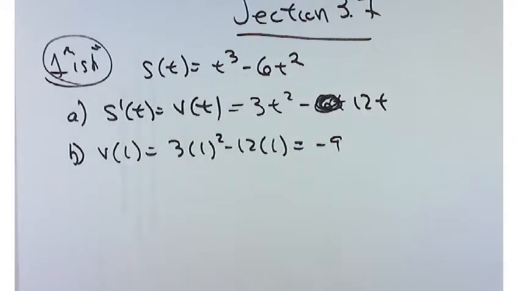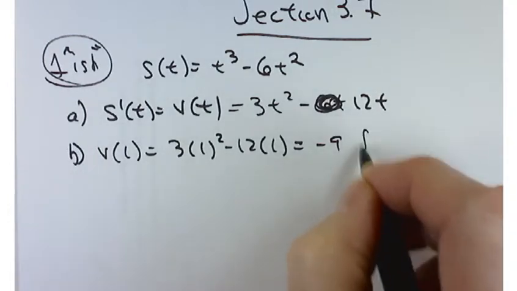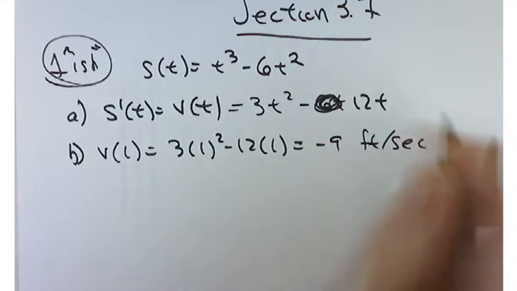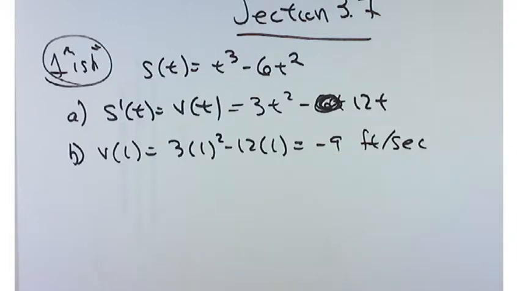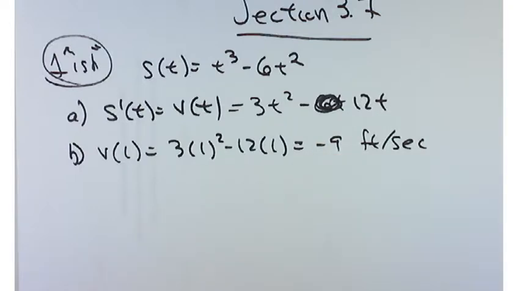What's the velocity after 1 second? How would I find that? Yeah, plug in v of 1. V of 1 is going to be 3 times 1 squared minus 12 times 1, which is negative 9. Do they give us units here? I don't see any... measured in feet per second. So this would be feet per second. What do you suppose that's saying about this? Beyond the fact that it's moving 9 feet per second, what do you think the negative is saying? Yeah, it's moving down, or it's moving in a non-forward direction. It's moving backwards.